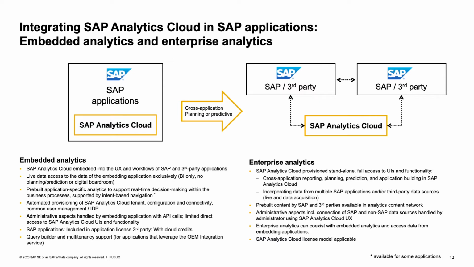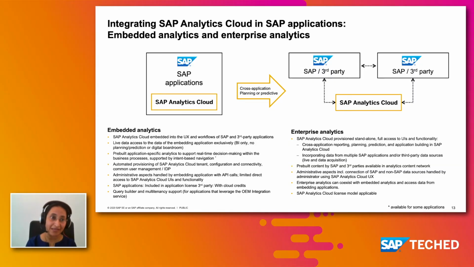The tenants that are provisioned for embedded SAC are always automated provisions. So it's a complete automation, not just provisioning of the tenants, but also the configuration of the connectivity, the IDP setup, integration. All this is coming out of the box, and the customer does not have to take care of this if they want to use embedded SAC in applications. The administrative aspects of SAC are mostly not available as standard SAC UI in these applications, but they are consumed by the application as APIs and integrated into the administration workflow of the application.